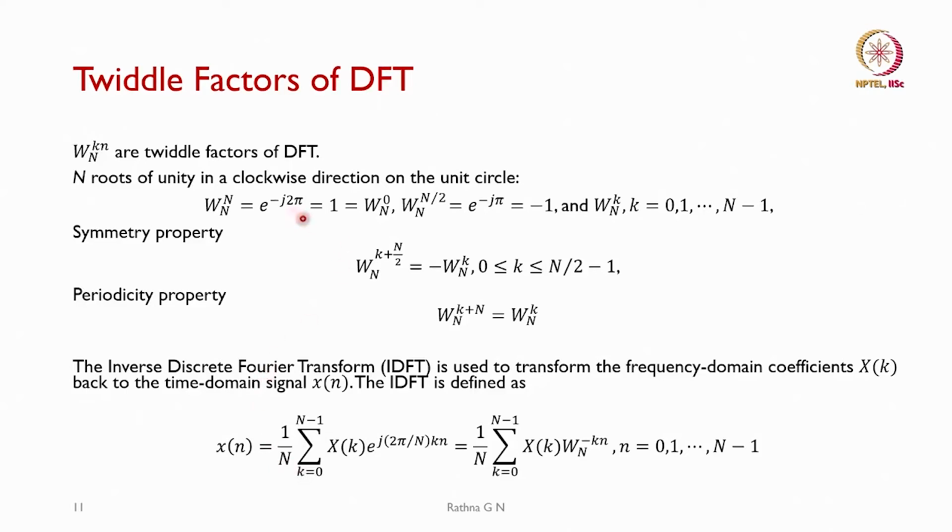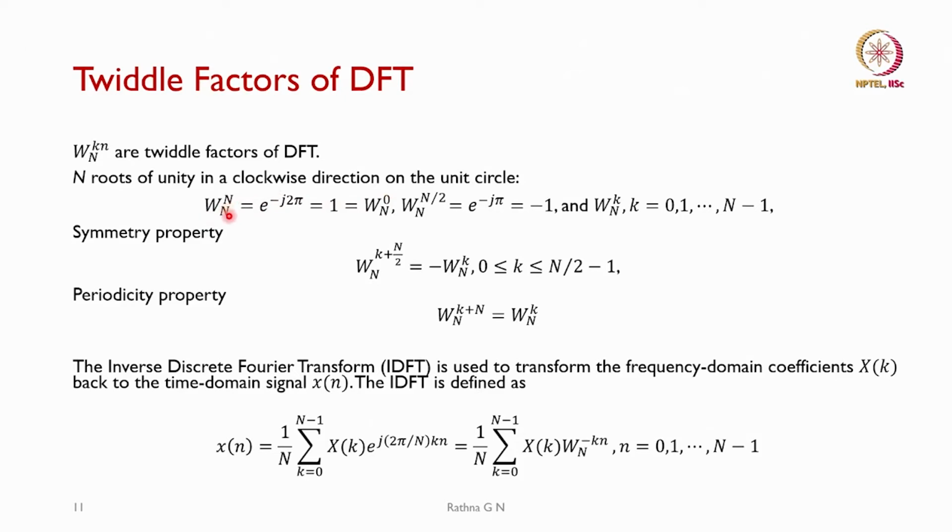So, that is what I said, W N k n are called the twiddle factors of the DFT, and we know that the N roots of unity go in a clockwise direction on the unit circle. We will see it in a while, hold on. Then W N N is nothing but e power minus j 2 pi, which is equal to 1, which is equal to W N 0. So, we can see that the DFT is periodic in nature.